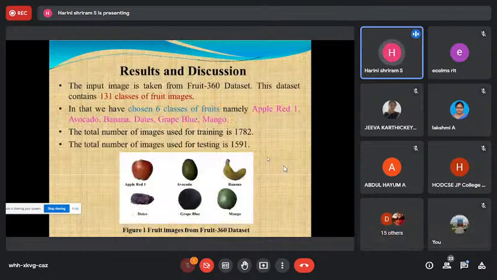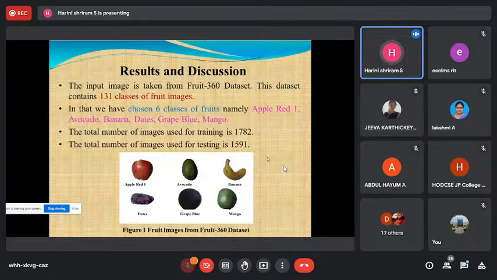This is our results and discussion. This Fruit 360 dataset consists of 131 classes of fruit images. In that, we have chosen only 6 classes of fruits. They are apple red, avocado, banana, dates, grape blue, and mango. The total number of images used for training is 1782. That is, we have chosen the images from this dataset.